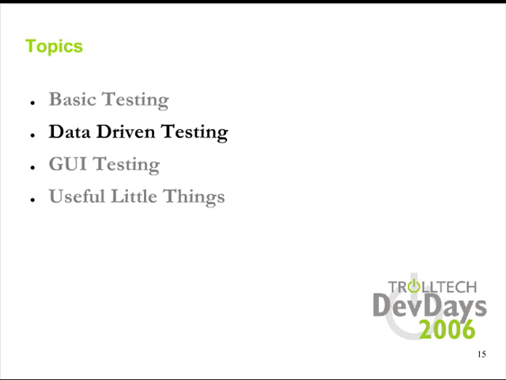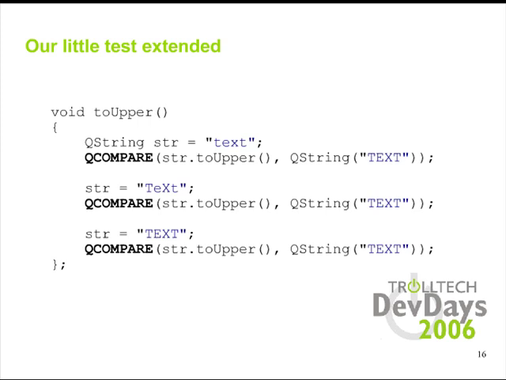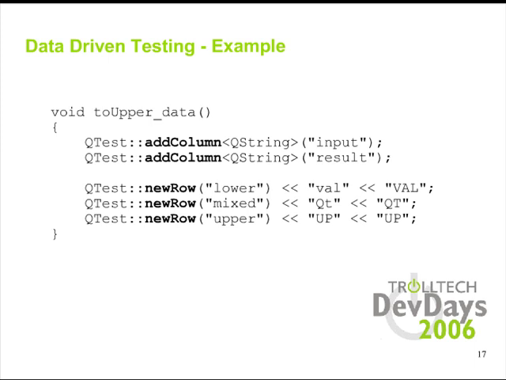Let's look at data-driven testing. You remember we had our QString test. We tested the toUpper function. And now, of course, instead of text here, we want to check, okay, what if I have a mixed case string? What will toUpper do? Will it still return an uppercase string? What if I feed it a text that is already uppercased? Will toUpper do the right thing and return the same string again? So if you do that, you will copy-paste, copy-paste, copy-paste. Boring. That's why we introduced the underscore data functions.